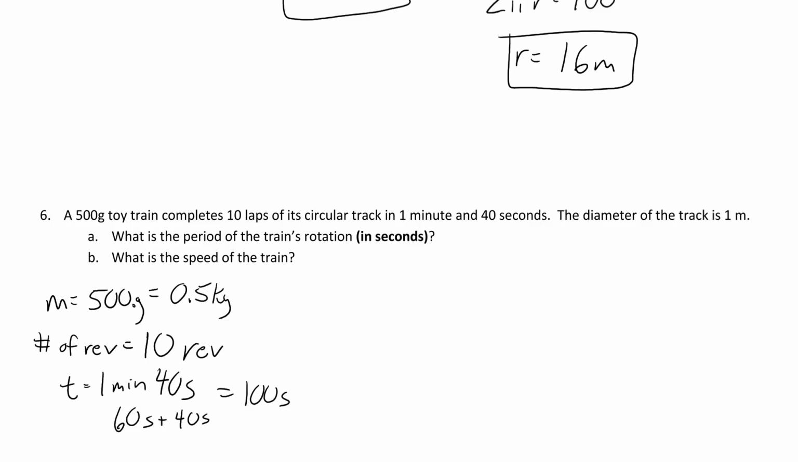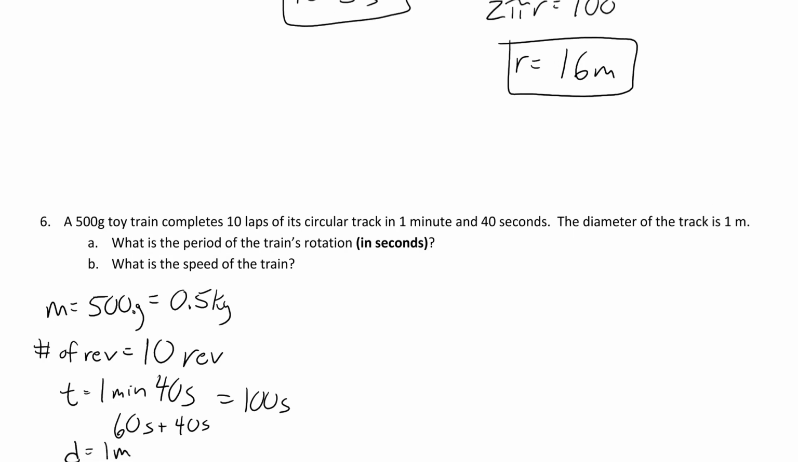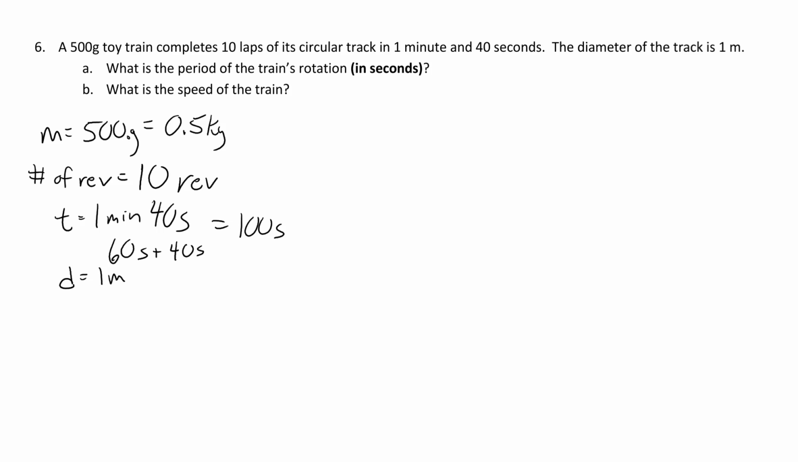It says the diameter of the track. Oh man, they're really messing you guys up. This is 1 meter. Do we like diameter? We don't care about the diameter. We want to know what the radius is because that's what our formula says. It says V is equal to 2 pi r over the period. So you could do the diameter. If this is 1 meter, what is the radius? It's half of that, 0.5 meters.